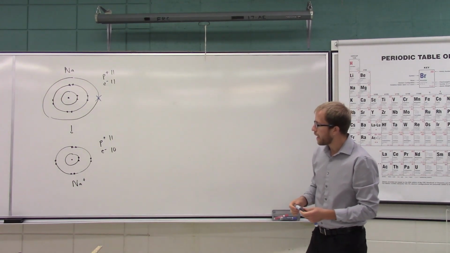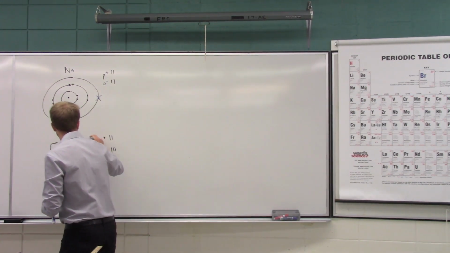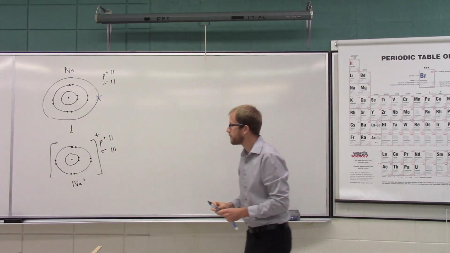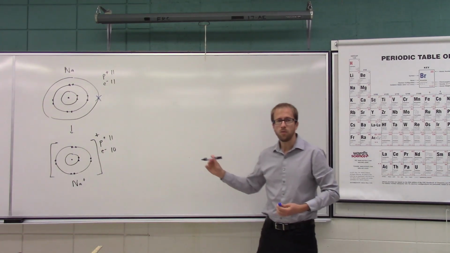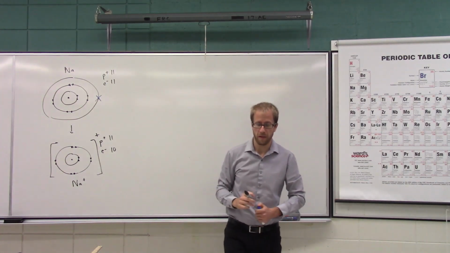Now when I'm drawing an ion, often we will put it in square brackets, and we will denote the charge up top like that. But that's the reason why it has a positive charge. Protons don't change. We are changing the number of electrons.